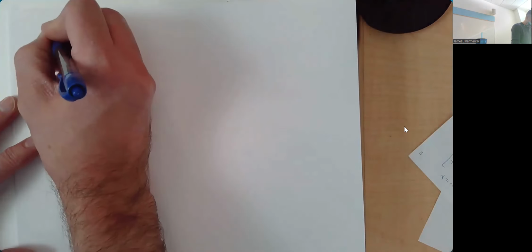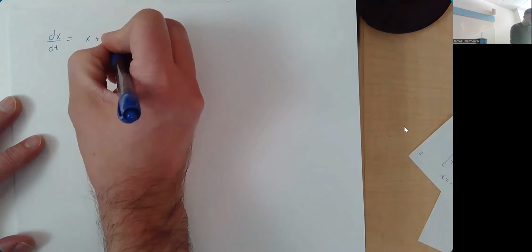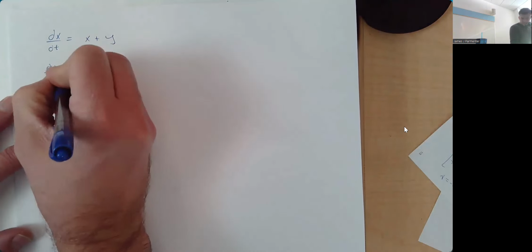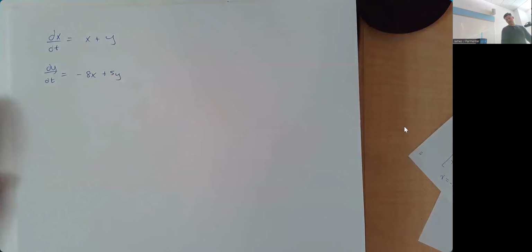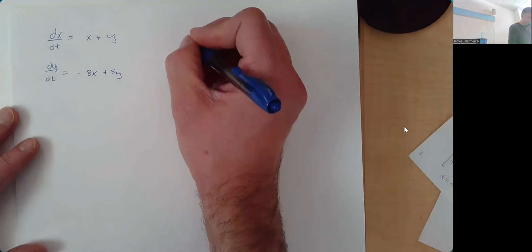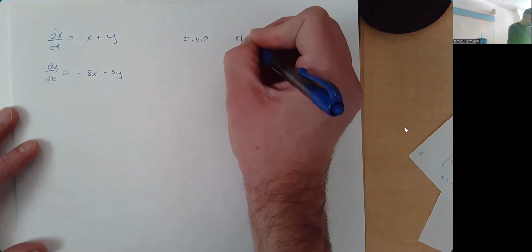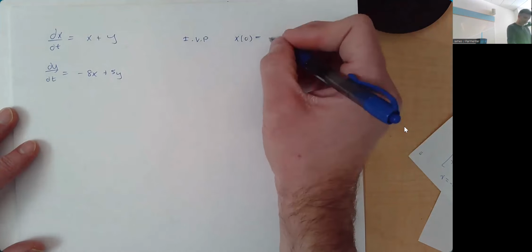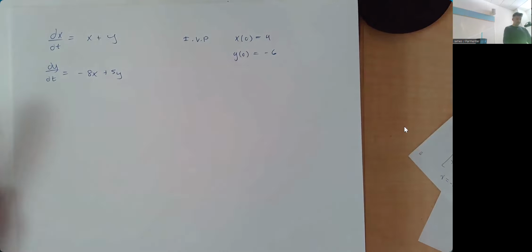So I think I have an example. Yeah, I'm pretty sure this example is what I want. So let's say our system looked like this. dx/dt is equal to x plus y, and dy/dt is equal to negative 8x plus 5y. And I forgot to give myself initial conditions. Now let's say our initial value problem, we're told that x of 0 is equal to, I'm making something up, it might turn out to be terrible, and y of 0 is negative 6. Hopefully that won't be the worst thing ever, but it can't be that bad.